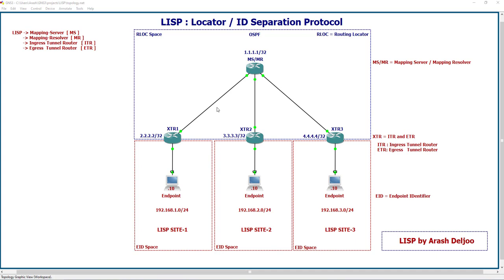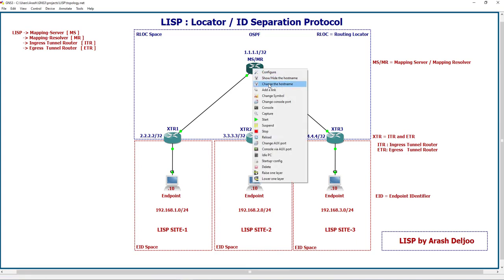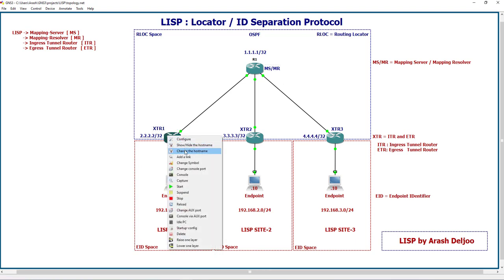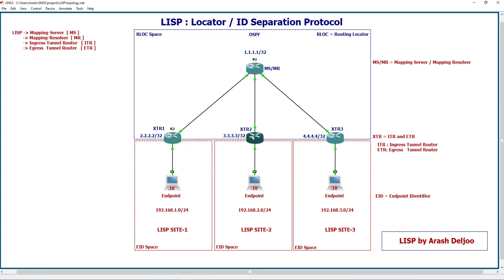Look at here. In this scenario, as you can see, we have 4 routers. The first router is, for example, router 1. Let me show you the host name. This is router 1. Okay, router 1 is our MS or MR. I will talk about the MS and MR. Also, we have XTR1, which is router 2, and also we have router 3, and finally we have router 4. I will talk about the XTR, MS, MR.